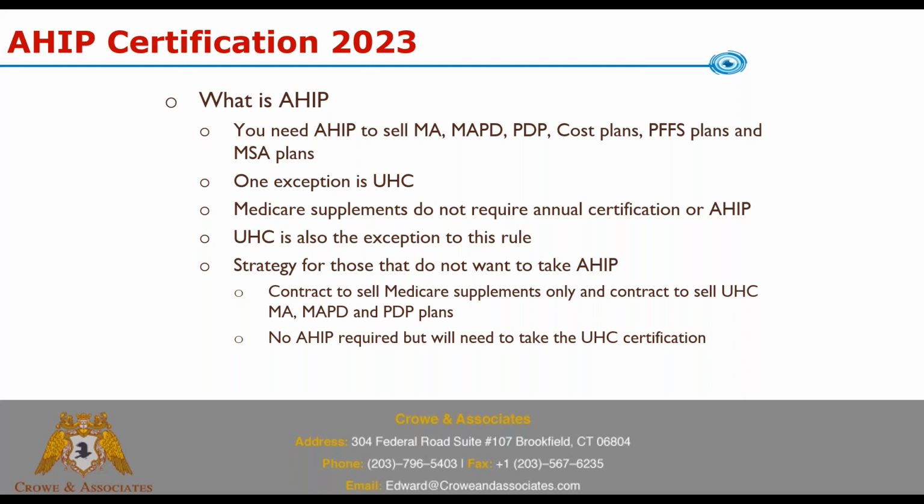There is a strategy for those who don't want to take AHIP. What they will often do is, if UHC is good in their area, they will take the UHC cert, because UHC doesn't require AHIP. That way they can sell UHC's MAs and PDP plans, and then they'll just contract with a variety of supplements, because they don't require AHIP or certifications except for UHC. But if you take their cert for the Advantage plans, the supplement's built right in there, so you'll be ready to go on their supplements too. So that is a strategy we do see some agencies use if they want to offer an MA plan but don't want to have them and their people take AHIP.